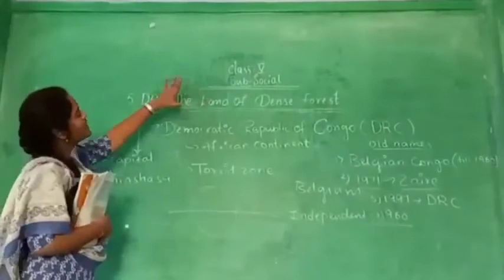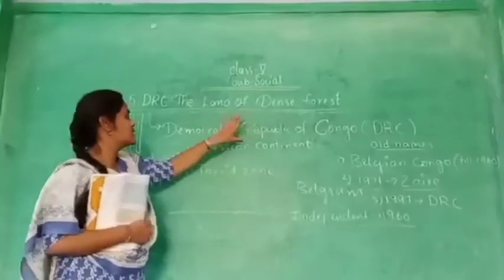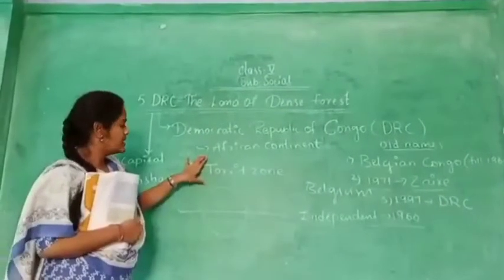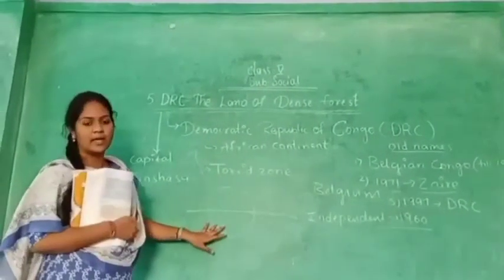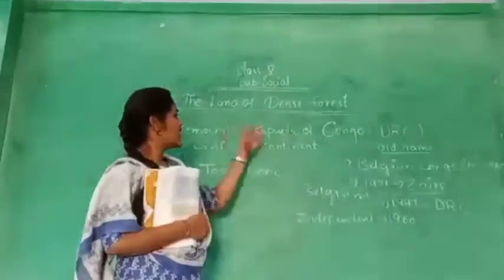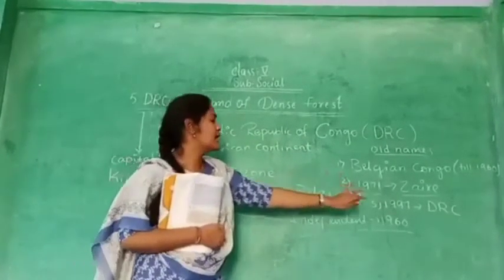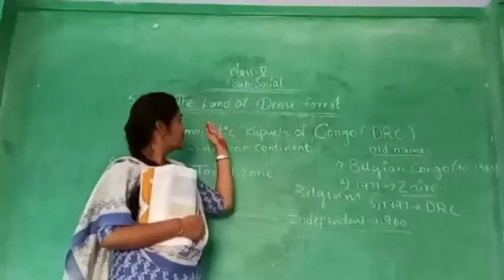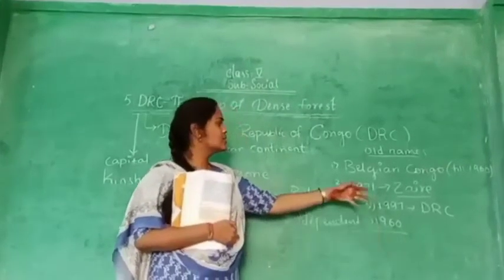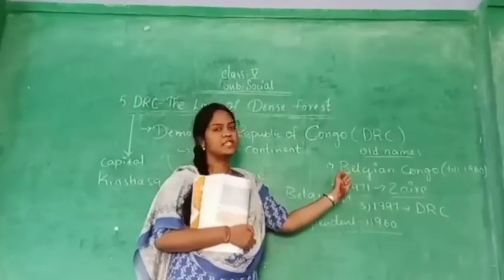DRC, the land of dense forest. DRC is nothing but Democratic Republic of Congo. It is a country located in the African continent, in the torrid zone, which means it is very near the equator and the climate is extremely hot here. This DRC was ruled by the Belgian people till it became independent in 1960. So before that, what was its old name? Belgian Congo. Till 1960, DRC's name was Belgian Congo.